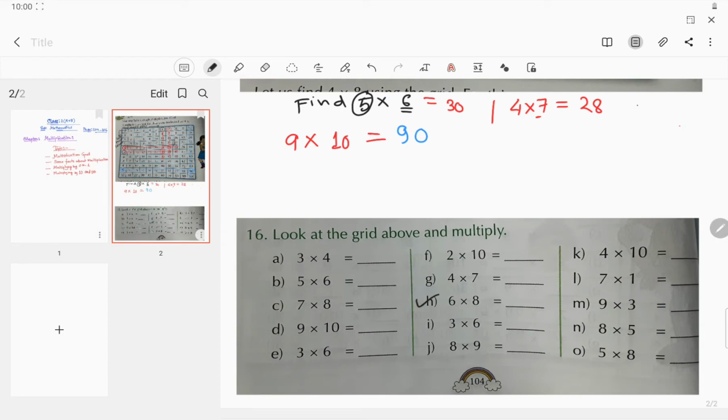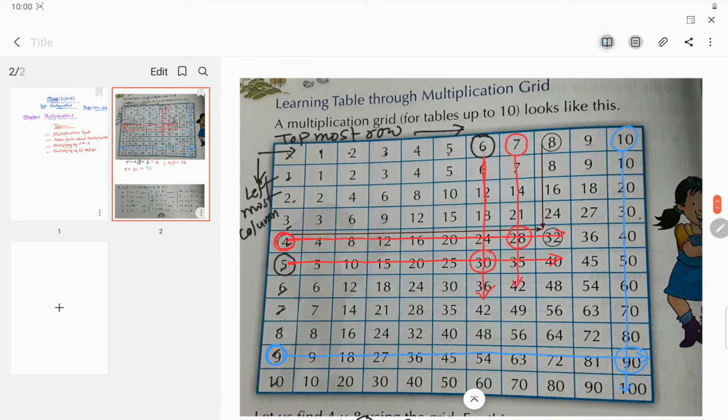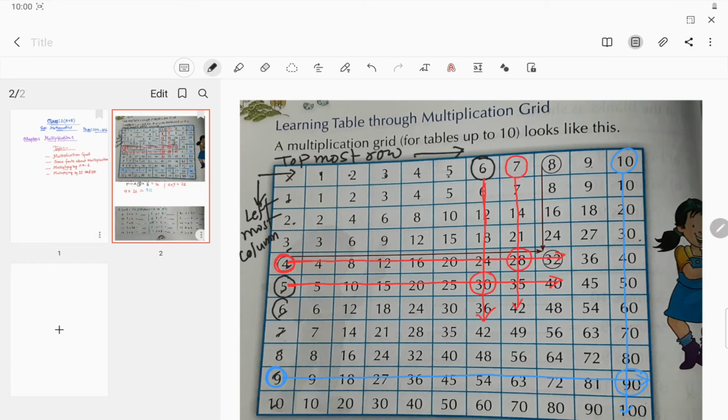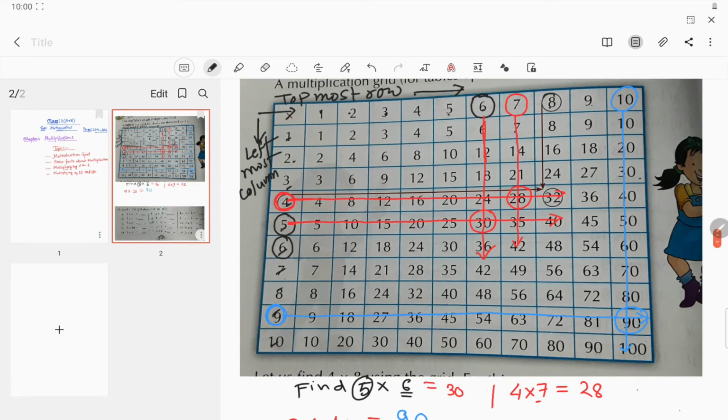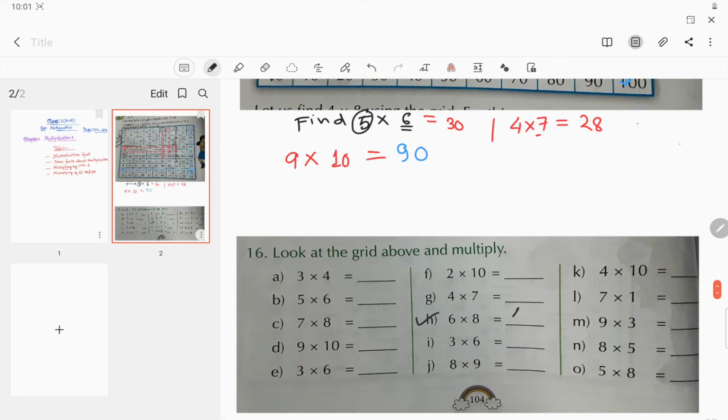Suppose I'm giving an example. In your question number 8, 6 cross 8. I'm telling again how to do it. 6 cross 8. That means you have to find 6 from the leftmost column. Okay? Where is the leftmost column? This is the leftmost column, and where is 6? This is 6 and I have circled it, and the second number is 8. So where is 8? This is 8 and circled. Now draw an arrow from 6, and from 8 draw an arrow, and this meets at 48. So what would be the product? Yes, 48.